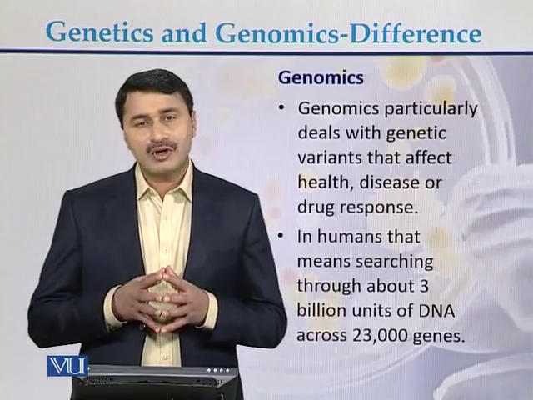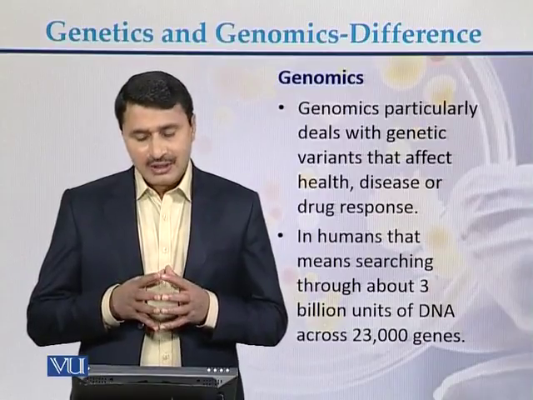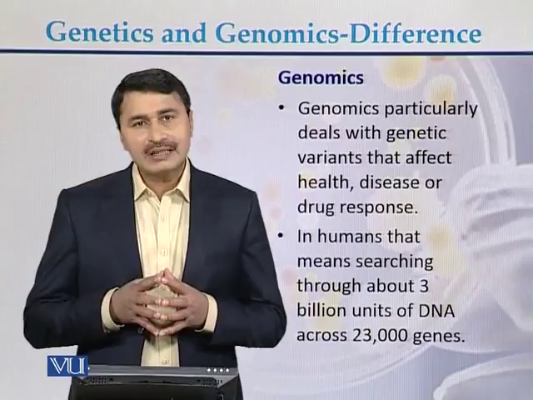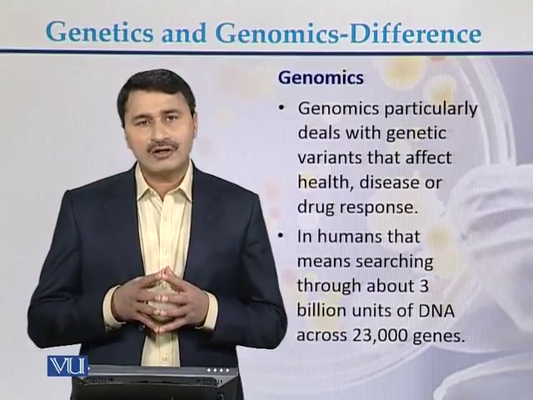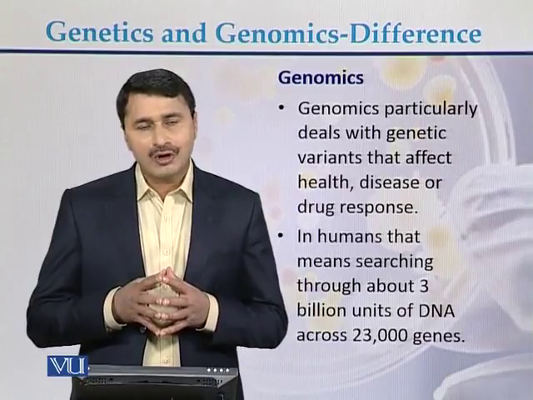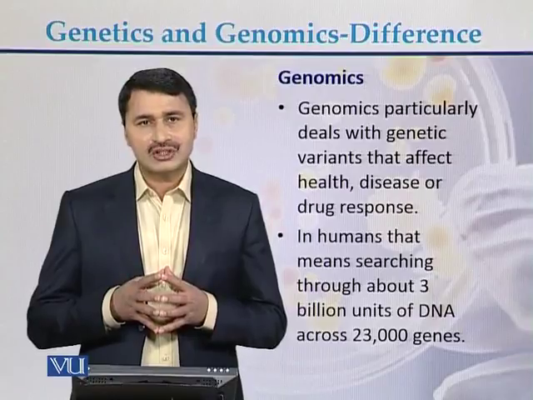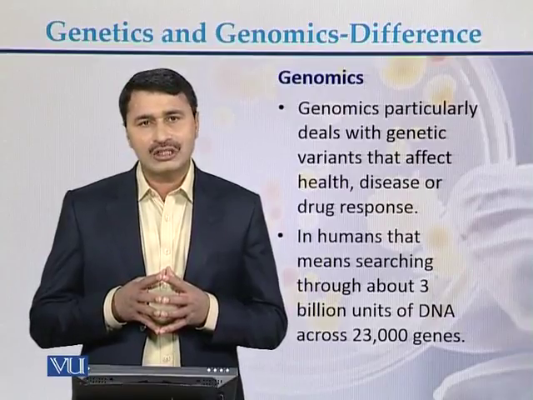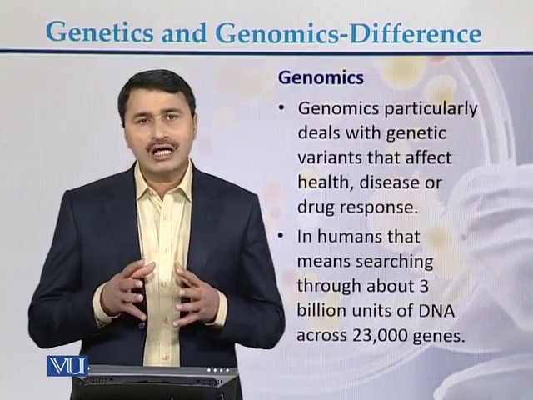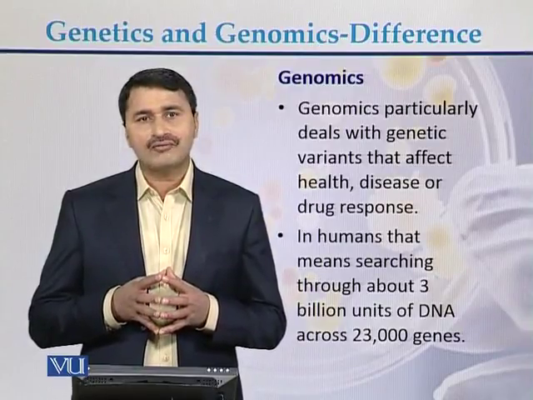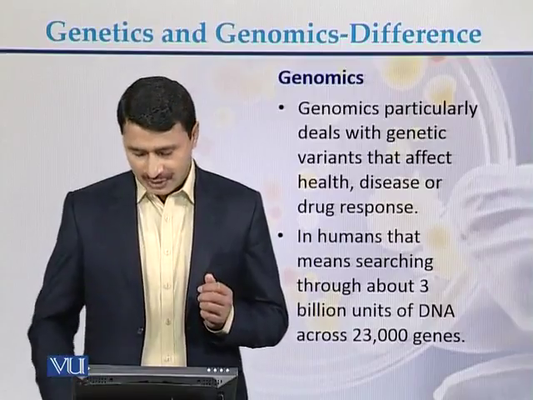If we take the example of humans, genomics means to search or to study 3 billion nucleotides of the DNA. Or in other words, we are studying approximately 23,000 genes. When we are studying 23,000 genes simultaneously, or we are studying all the nucleotide sequence of the genome, then it is called genomics.